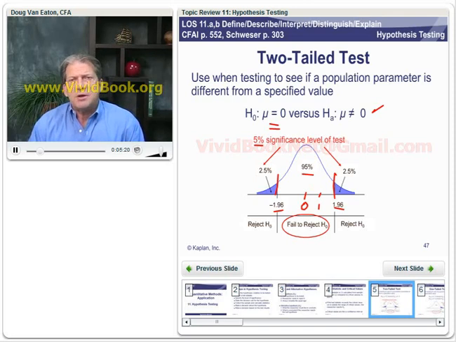That's going to be based on the distribution of the test statistic. And so what we're really saying here is that if that mean is really 0, we're only going to reject it 5% of the time. And that 5% of the time is called a type 1 error.